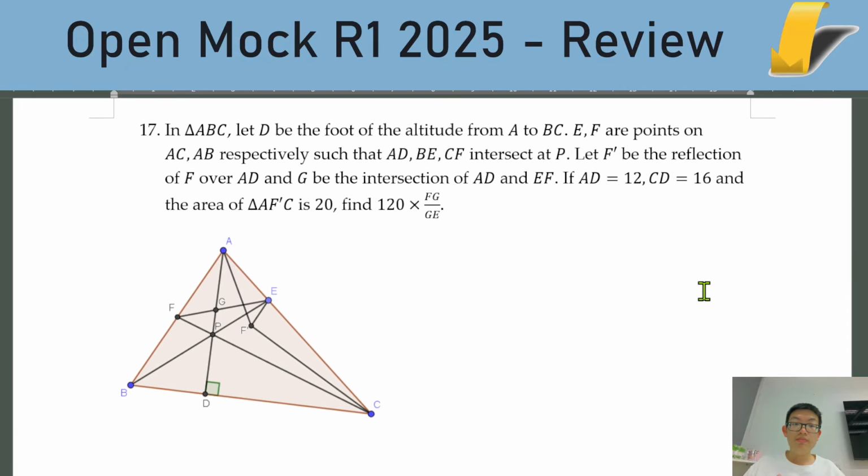Okay. 17. So in triangle ABC, D is the foot of the altitude, E and F are on AC and AB respectively, such that they are concurrent at P. F prime is the reflection of F over AD, and G is the intersection of AD and EF. You have got a bunch of legs.